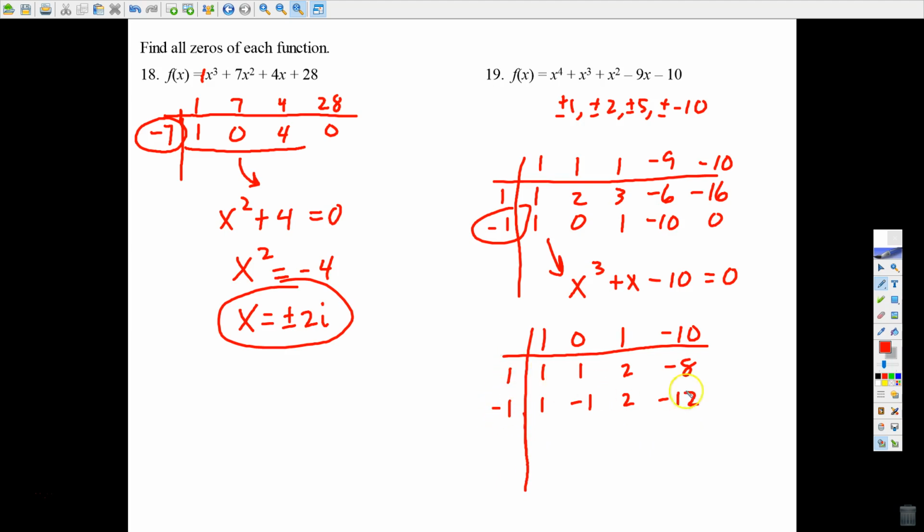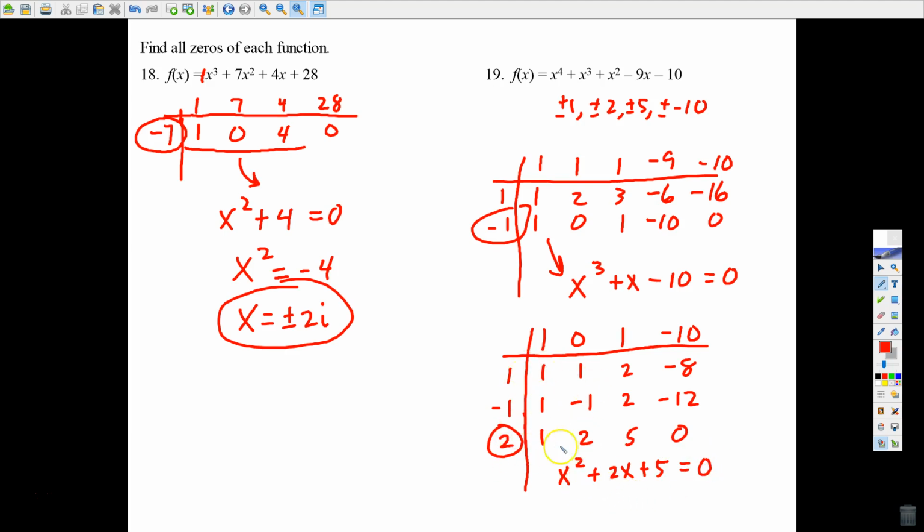Okay, so it looks like I'm getting further away when I choose negative. So I'm going to go back to positives. I'm getting more negative when I chose a negative test. So let's try 2. 1 times 2 is 2. Plus 0 is 2. 2 times 2 is 4. Plus 1 is 5. 10 plus -10 is 0. So we found another 0. And so now we're down to, this was cubic, so this should represent a quadratic. X squared plus 2x plus 5 is equal to 0.